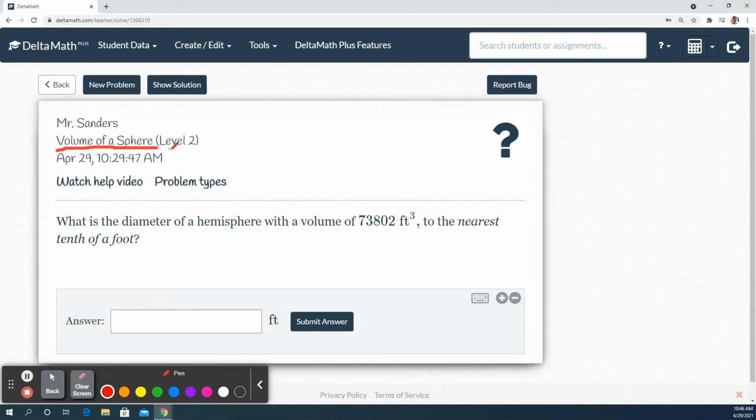Volume of sphere, level 2. What is the diameter of a hemisphere with a volume of 73,802 feet cubed to the nearest tenth of a foot? All right. I keep focusing on the hardest ones, so let's see if we can't do better this time around.